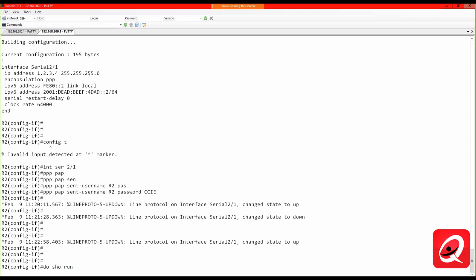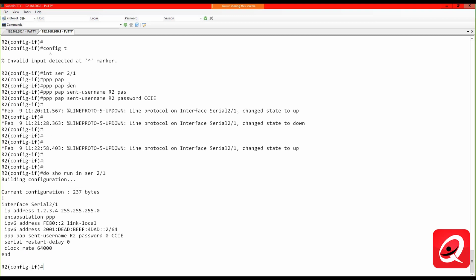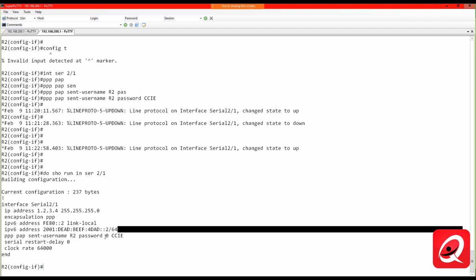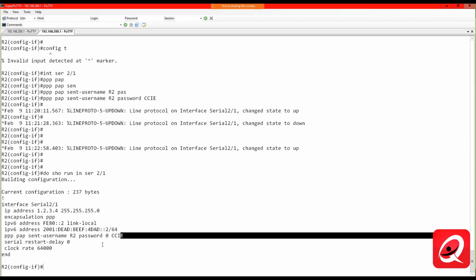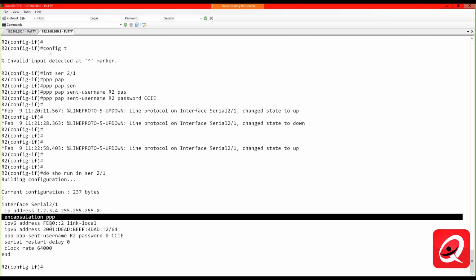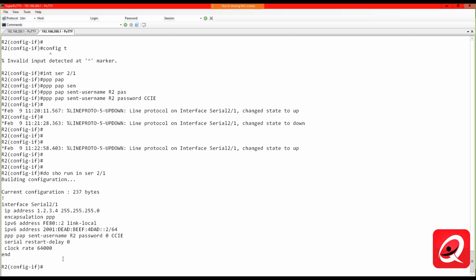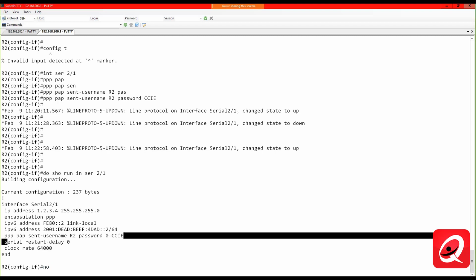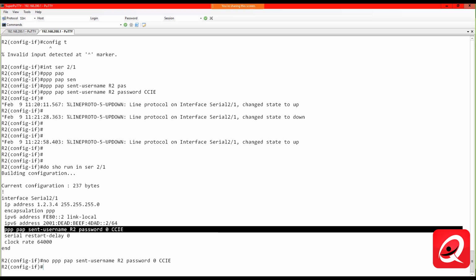So I just want to confirm, if I do a quick show run interface serial 2.1, we're not doing any type of authentication on this side of the link. We're identifying the authentication that we're using. This is the username that we're sending and the password we're sending. This is the encapsulation, but this router is not authenticating router 1. So I'm going to get rid of this line here.